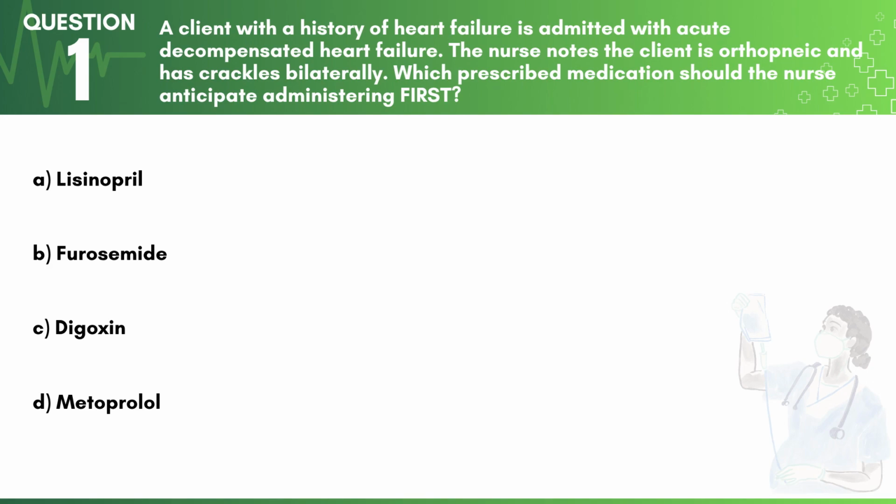Question 1. A client with a history of heart failure is admitted with acute decompensated heart failure. The nurse notes the client is orthopneic and has crackles bilaterally. Which prescribed medication should the nurse anticipate administering first? A. Lisinopril. B. Furosemide. C. Digoxin. D. Metoprolol.